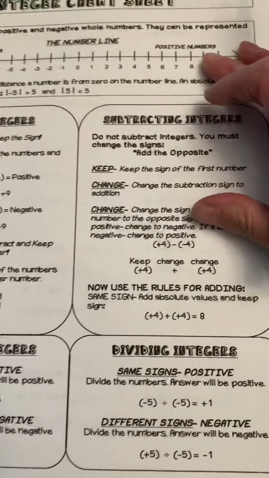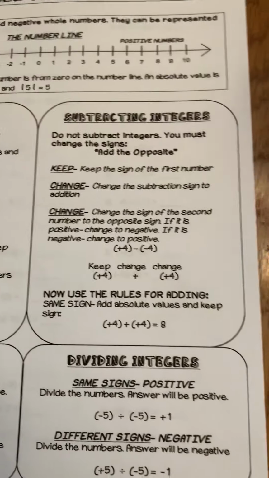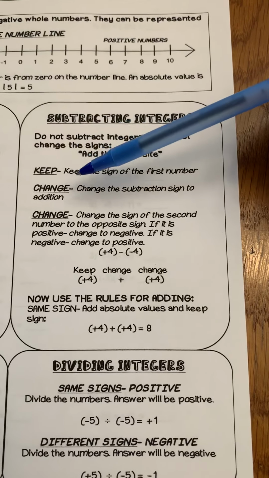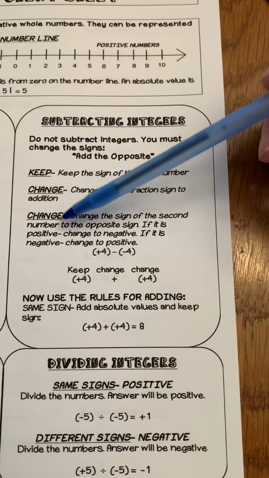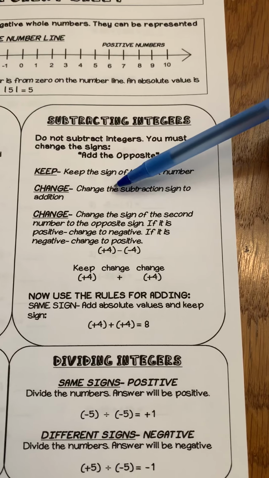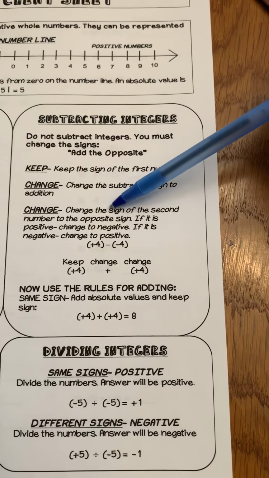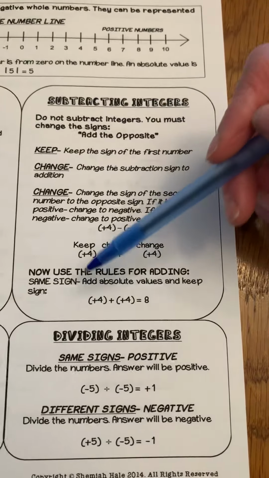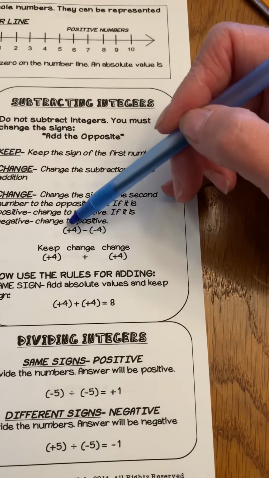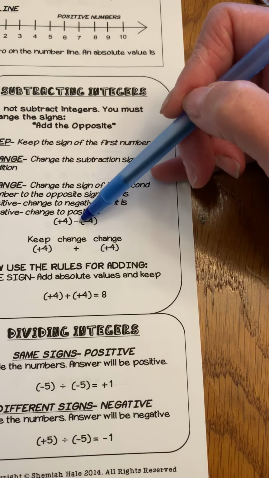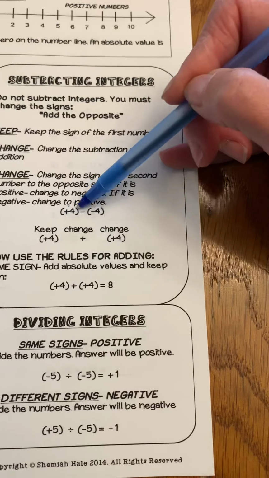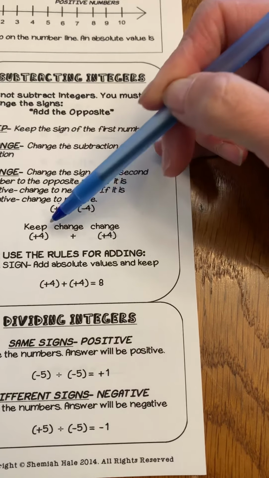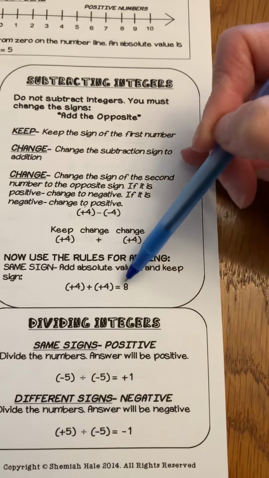Subtracting integers. We don't subtract integers. We add the opposite, or some people learn it as the KCC method: keep, change, change. Keep the sign of the first number, change the subtraction sign to addition, change the sign of the second number. So if we had positive 4 minus negative 4, we keep the positive 4, we change the sign to addition, and we change the sign of the second number. So 4 plus 4 is positive 8.